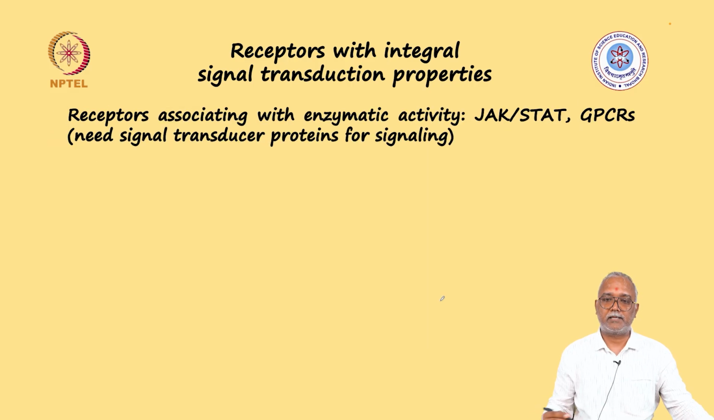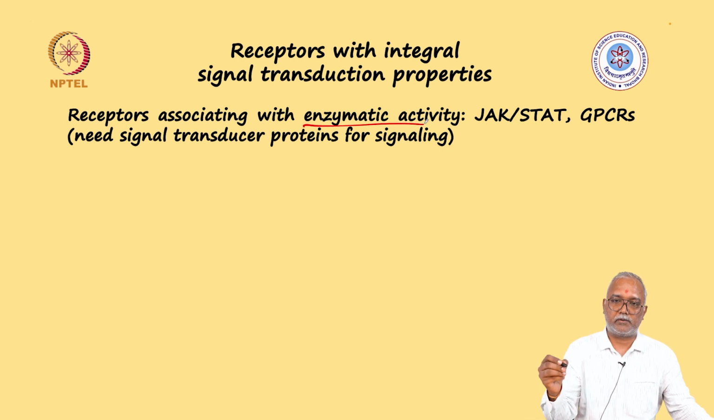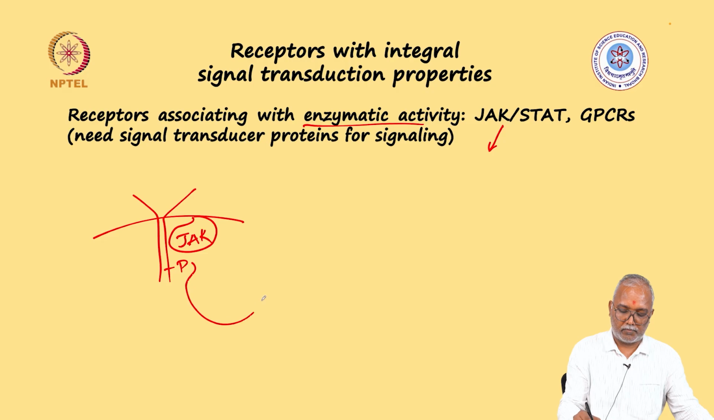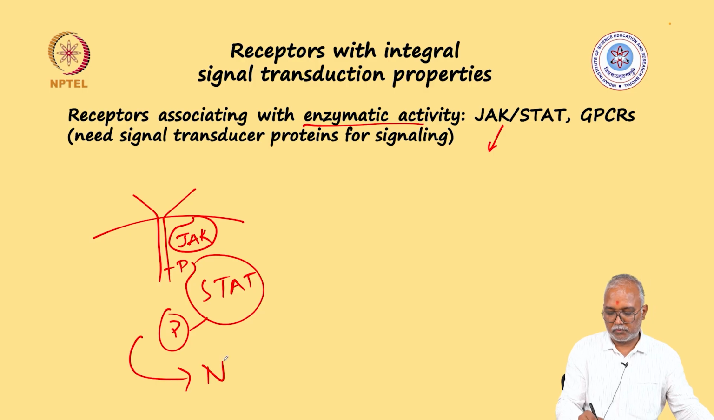Then we discussed another set of receptors where enzymatic activity was not integral to the receptor, but they depended on another molecule which carried the enzymatic activity. Like in the case of JAK-STAT, if you recollect, the receptors bound with the JAK, which phosphorylated the receptor, which brought the STAT molecule. The STAT was phosphorylated and this moves to the nucleus as a dimer.